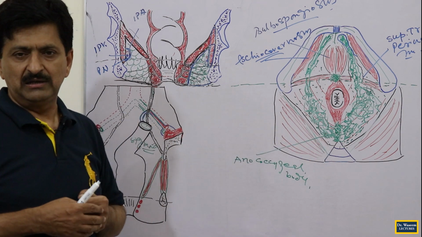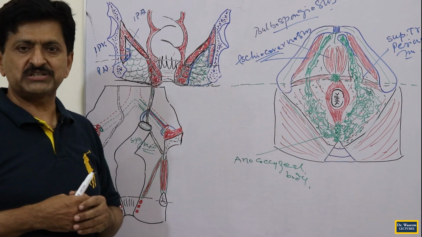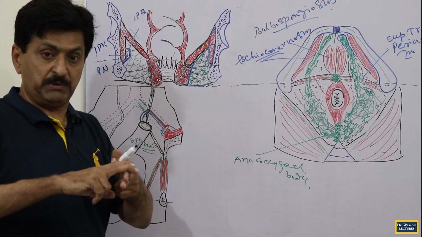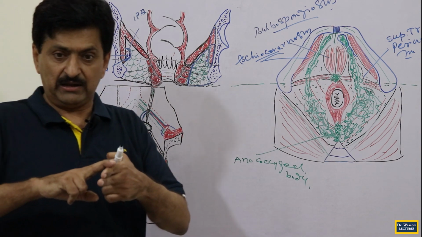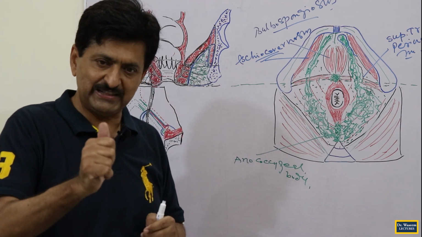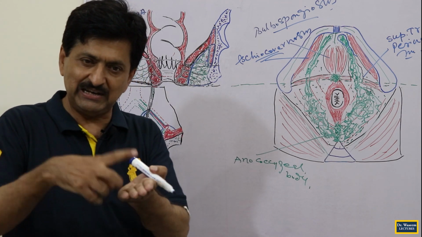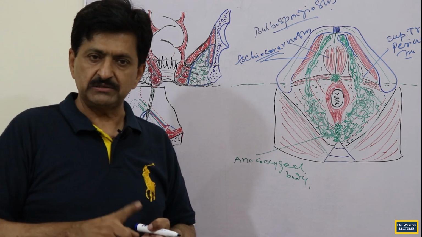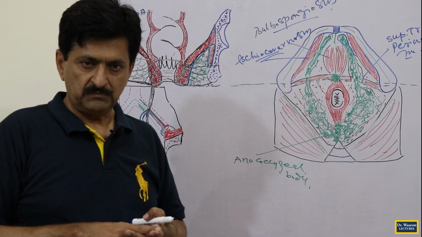That canal is called the Alcock's canal, we call it the pudendal canal. All these three structures are passing and winding around the base of the ischial spine. So if through vaginal examination you can feel the ischial spine, you can pass the needle and put the anesthetic solution there. So the pudendal nerve will be anesthetized. This is called pudendal block.